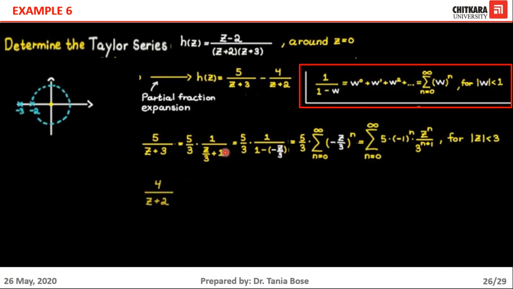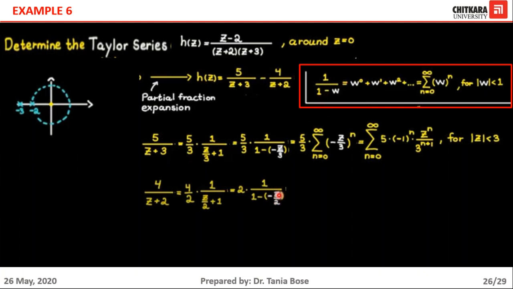4 upon z plus 2, the same concept. We will apply the same formula. Let's make the constant term first 1. We'll take out 2 common. It will become z by 2 plus 1. 2 and 4 gets cancelled. It becomes 2. Then I have to rearrange the terms. I will make it 1 minus minus z by 2. Now I can apply the formula.